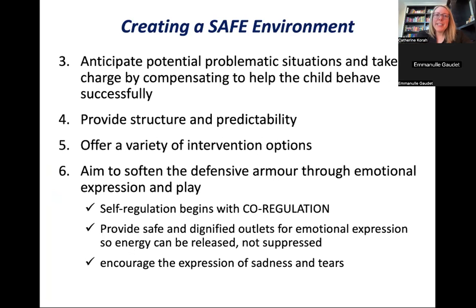And so continuing in terms of the safe environment, to anticipate the potential problematic situations and take charge, by compensating for the child. So if you know that Johnny can't go to the bathroom by themselves without supervision because they are going to wander in the school and start causing problems, or they'll go to the bathroom and start throwing toilet paper everywhere, that we try to put in place certain measures to make sure that we're there to structure and that things are predictable as well.